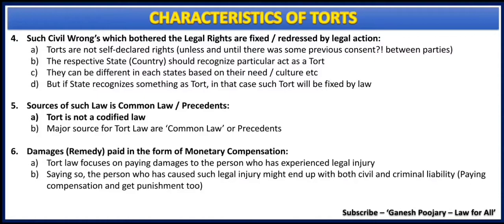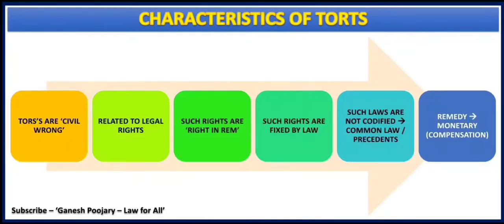With that, now I am taking you to the last slide where I will explain these six characteristics with a simple chart. We discussed six characteristics of torts, and here in this chart we see all of them. The first one is tort is a civil wrong. Always remember, torts are civil wrongs, but not all civil wrongs are torts. The second one, such civil wrongs are related to legal rights. If somebody is infringing your legal rights, then that civil wrong will become a tort. That is the second point.